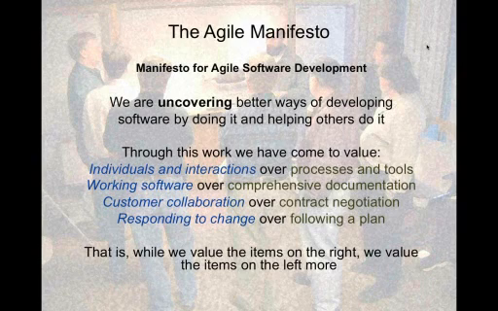Collaboration over formalizing through contract negotiation, and then responding to change over sticking slavishly to the plan. It's not to say that the stuff on the right is valueless, far from it, but when you get to the trade-off, you're trying to stay on the left-hand side of those continuums, but recognizing that stuff on the right definitely has value depending on context. So trying to stay on the left-hand side is really what Agile is getting at.